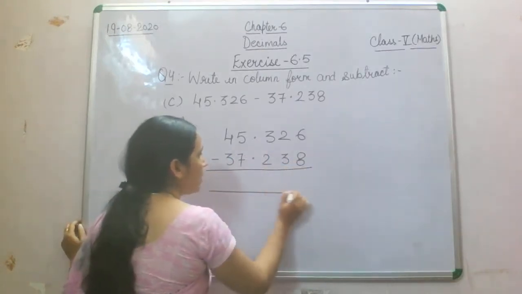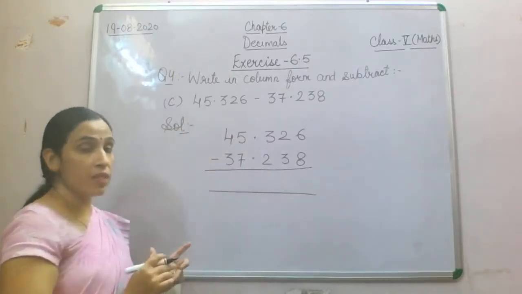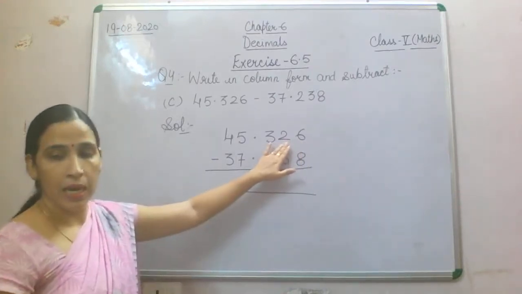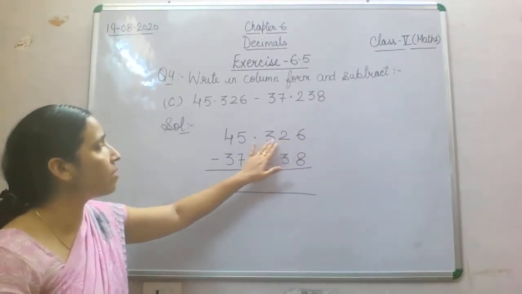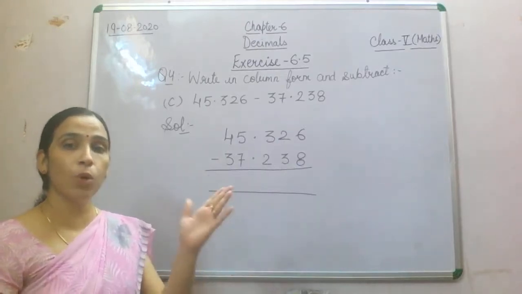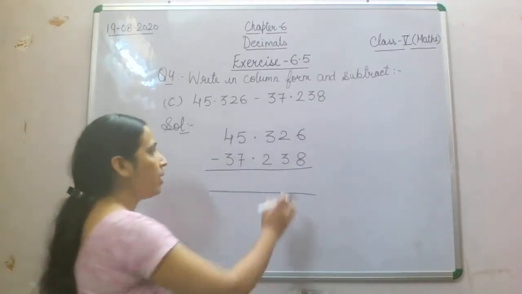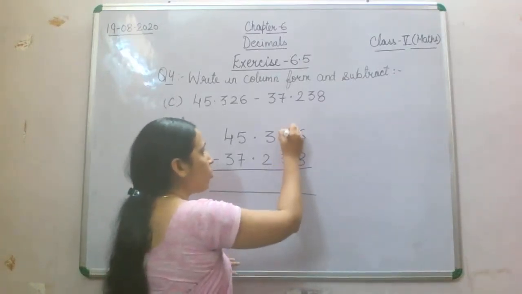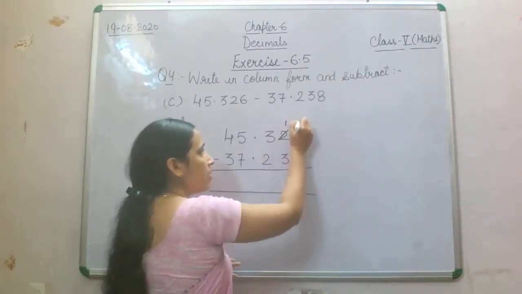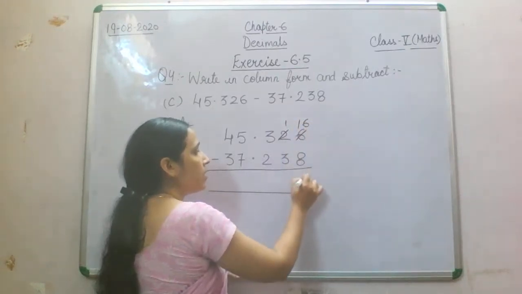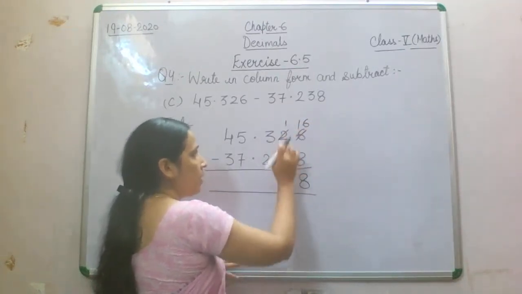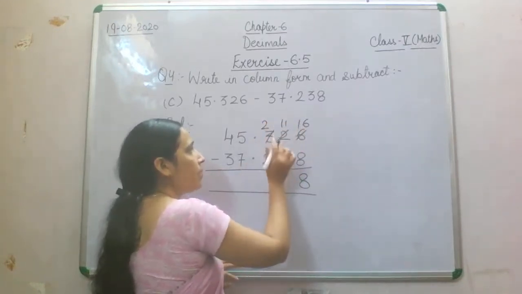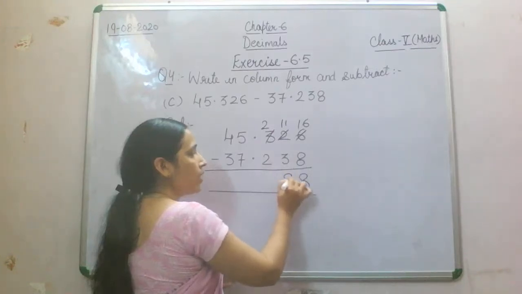As I told you, if this number is smaller, it will borrow from the next one. So we keep on borrowing from the previous number only. Out of 6 we cannot subtract 8, so 6 will borrow from 2. 2 will become 1, and this will become 16. 16 minus 8, you will get 8. Now from 1 you cannot subtract 3, so this will borrow from this. This will become 11. 11 minus 3, you will get 8.